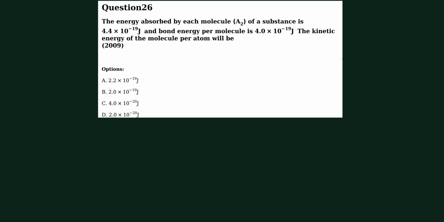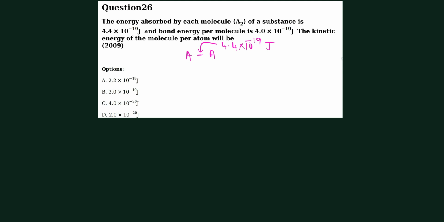Energy absorbed by each molecule. A2 of a substance is given 4.4 into 10 to the power of minus 19 joules. How much energy have we given to this bond? To break this bond we have given 4.4 into 10 to the power of minus 19 joules.